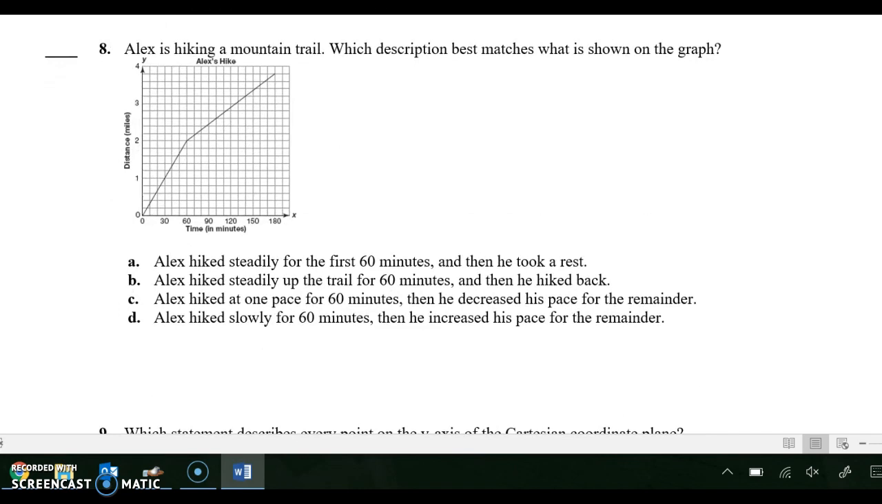Number 8. Alex is hiking a mountain trail. Which description best matches what is shown on the graph? A. Alex hiked steadily for the first 60 minutes and then he took a rest. B. Alex hiked steadily up the trail for 60 minutes and then he hiked back. C. Alex hiked at one pace for 60 minutes, then he decreased his pace for the remainder. Or D. Alex hiked slowly for 60 minutes, then he increased his pace for the remainder.